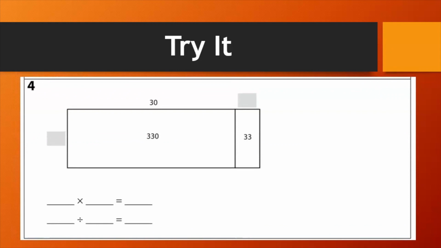Here's another problem to try. This is also located in your paper packet. You probably are an expert by now. Take this time to solve the problem.